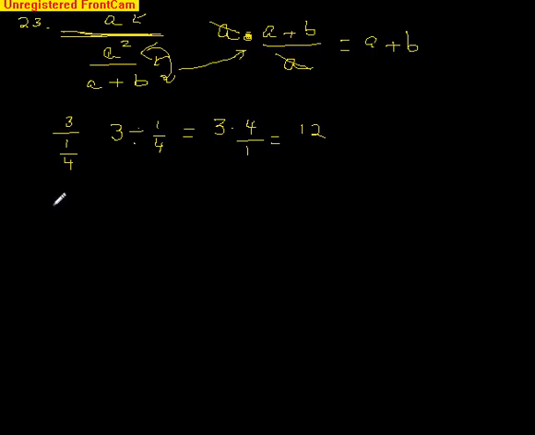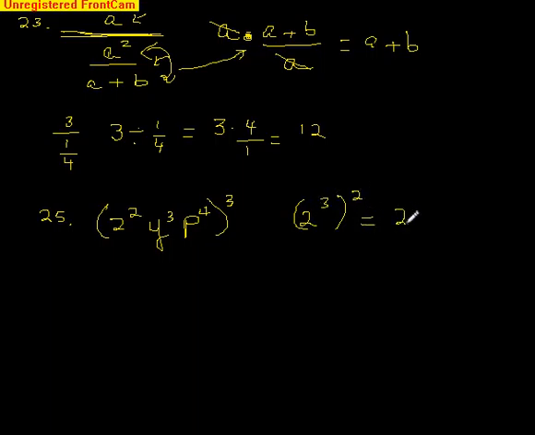Next, 25. Oh, these are fun. 2 squared, y to the third, p to the fourth, cubed. All right, we're going to multiply exponents. This is a power to a power. So if we have 2 to the third, squared, we have a power to a power, so you would multiply. So it would be 2 to the 6th.